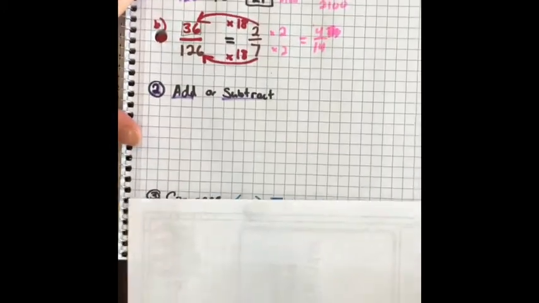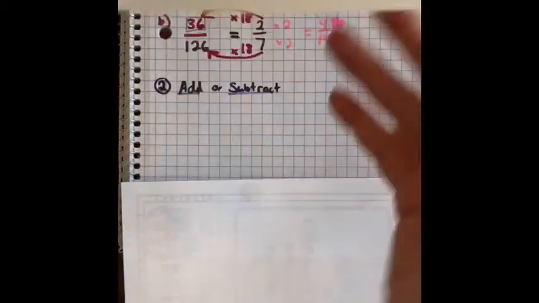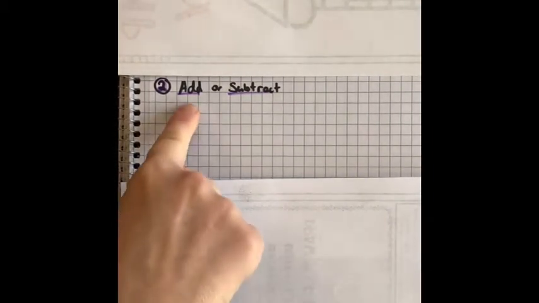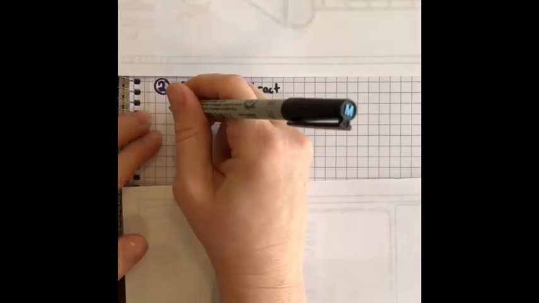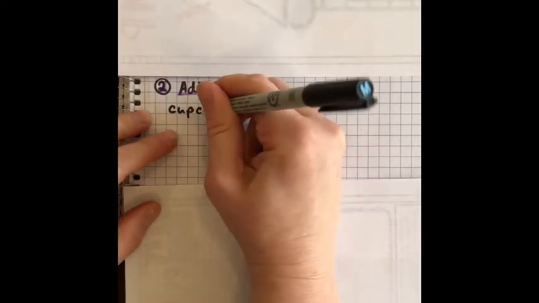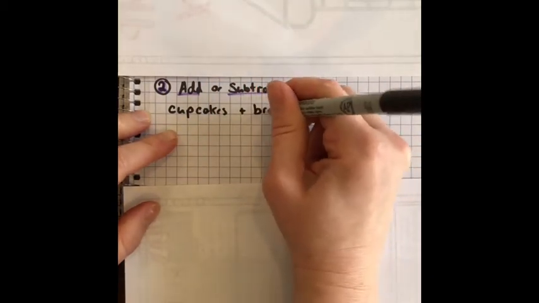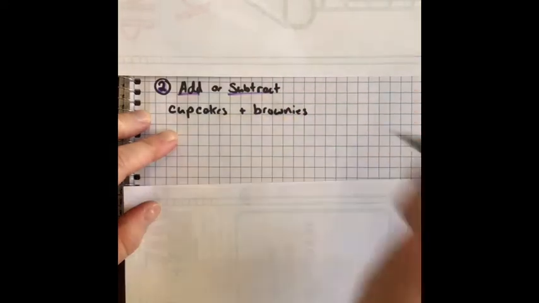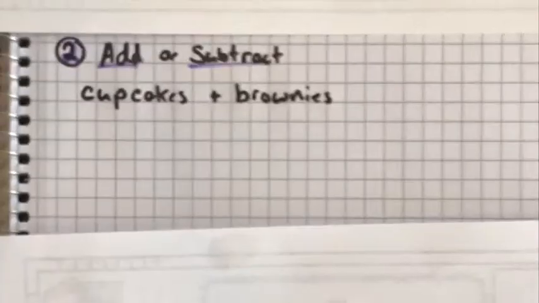Okay, now moving on. You are going to find yourself with a problem that looks a lot like this, and I'm going to show you what I mean. Add or subtract. Well, we're going to think algebraically and substitute values for words. So let's say I gave you a problem that looked like this. Cupcakes plus brownies. Well, substitute a number for the missing value.